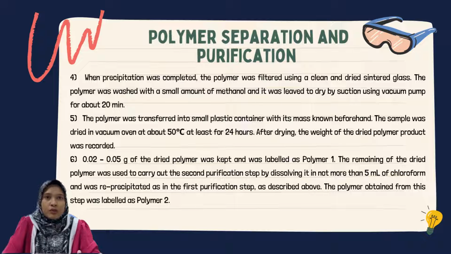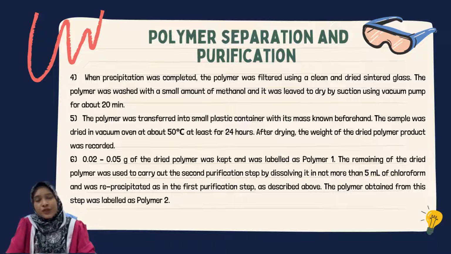The polymer was washed with a small amount of methanol and it was left to dry by suction using the vacuum pump for about 20 minutes. After that, the polymer was transferred into a small plastic container with its mass known beforehand. The sample was dried in the vacuum oven at about 50 degrees Celsius for at least 24 hours. And then after the drying process, the weight of the dried polymer product was recorded.